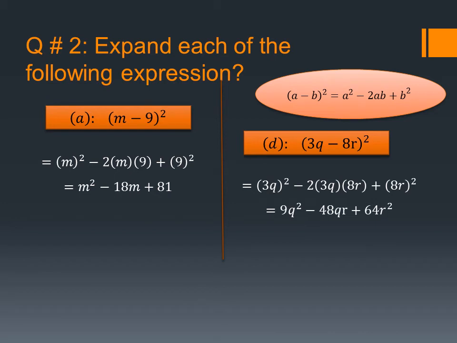Taking the square and opening the bracket, as I told you before, however many digits are there in the brackets, we have to take the square of all of them. So here we have two terms, 3 and q. We will take the square of 3 first, which is 9, and the square of q is q square. Again at the end, we will take the square of 8, which is 64, and the square of r is r square. That is the end.